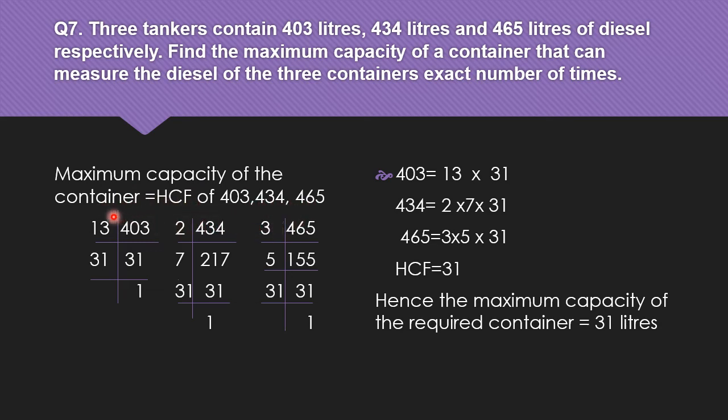So using the prime factorization method, find the HCF of these 3 numbers. HCF is 31. Hence the maximum capacity of the required container is 31 liters.